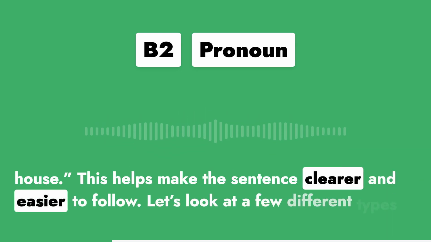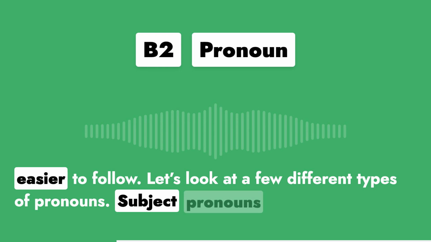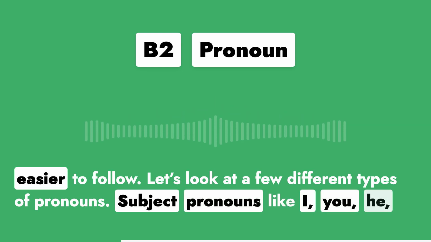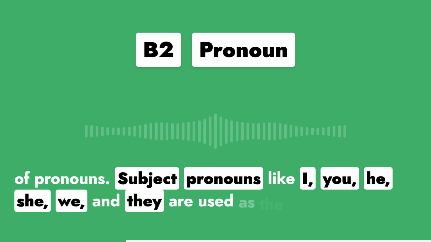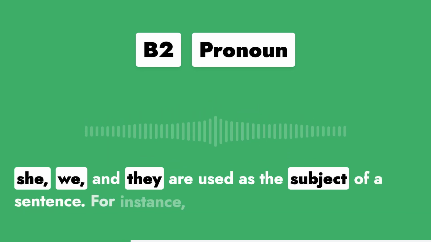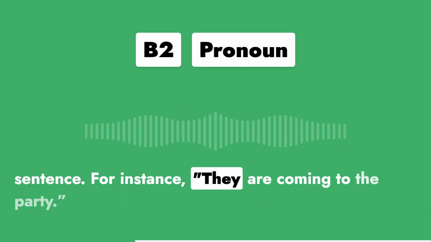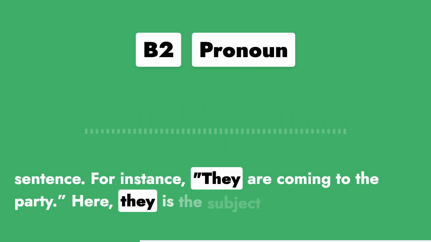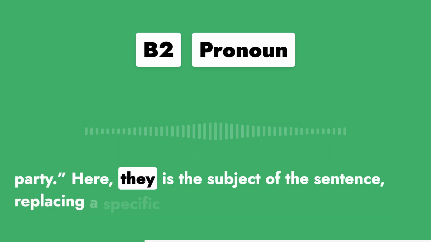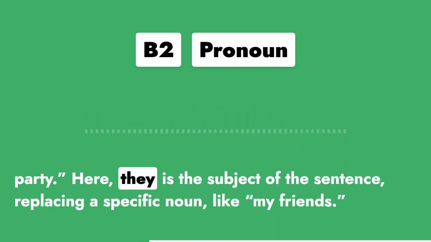Let's look at a few different types of pronouns. Subject pronouns like I, you, he, she, we, and they are used as the subject of a sentence. For instance, they are coming to the party. Here, they is the subject of the sentence, replacing a specific noun like my friends.